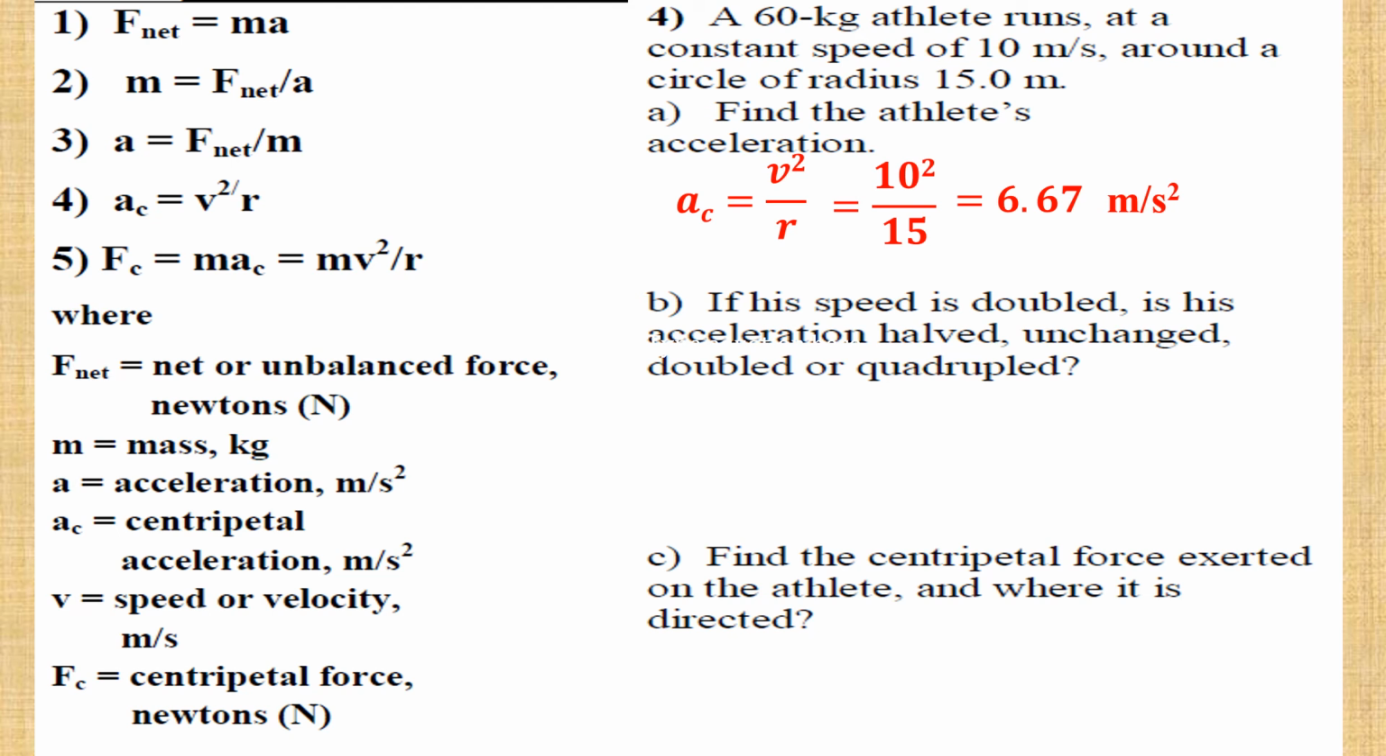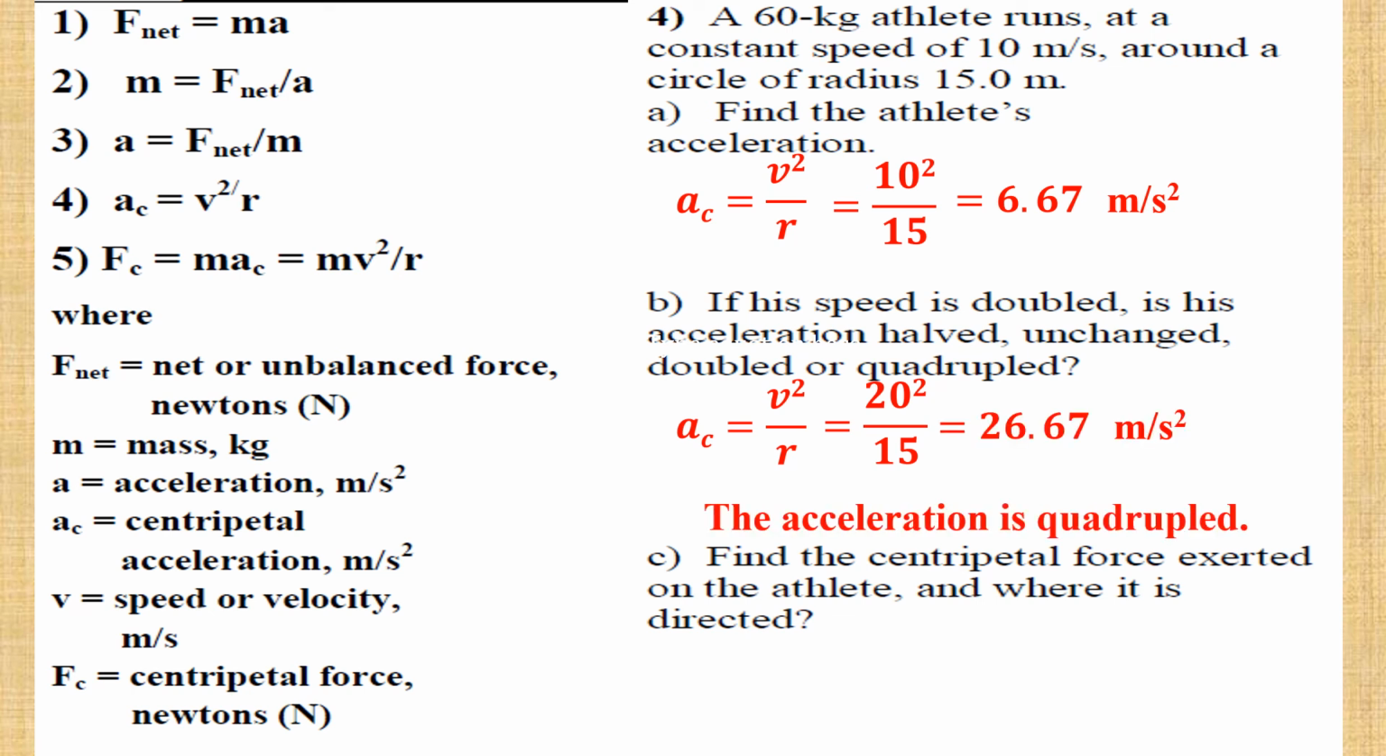If his speed is doubled, is his acceleration half, unchanged, doubled, or quadrupled? So let us verify using the same formula, but this time the speed is doubled, so it is 20. So 20 squared divided by 15 equals 26.67 meters per second squared, and we see that the acceleration is quadrupled.